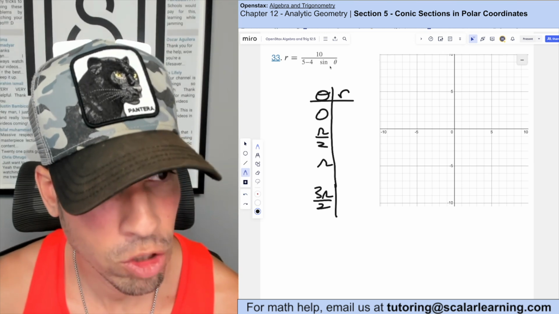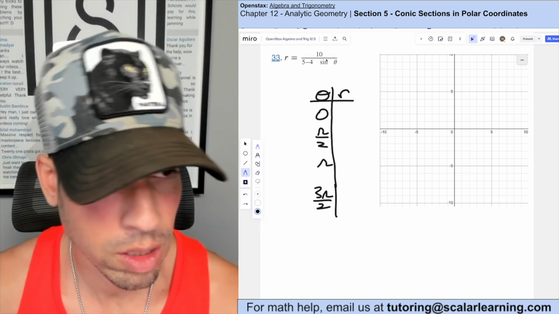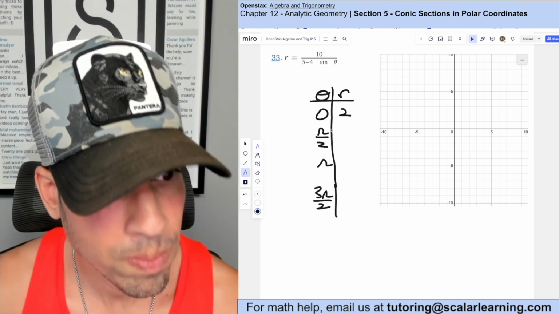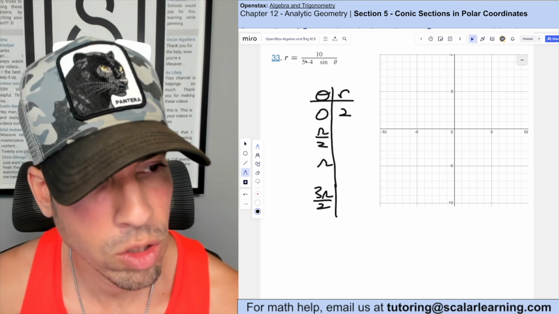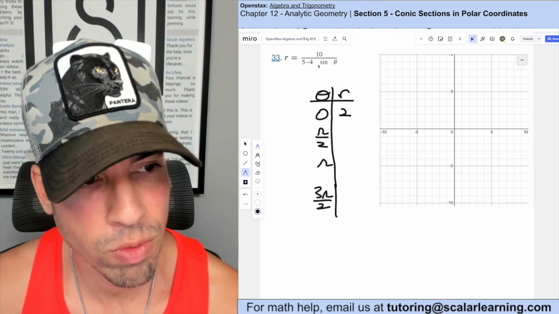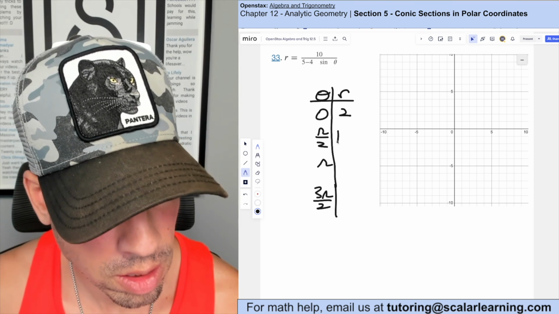So let's check this out now. So we're going to plug in 0. Sine of 0 is 0. 5 minus 0 is 5. 10 over 5 is 2. Then we got pi halves. Sine of pi halves is 1. So that's 4 times 1 is 4. 5 minus 4 is 1. 10 over 1 is 10.